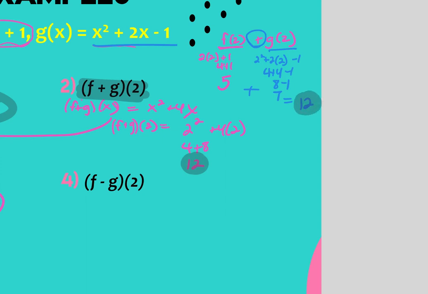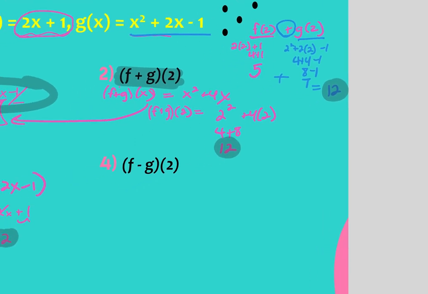So again, if the question does not say find f plus g of x first and then find f plus g of 2, I would normally just go second route. Just take the number, plug it in, and then add them together. So for 4, it's f minus g of 2. I'm going to find f of 2, and then I'm going to find g of 2, and I'm going to subtract the g of 2 from the f of 2.